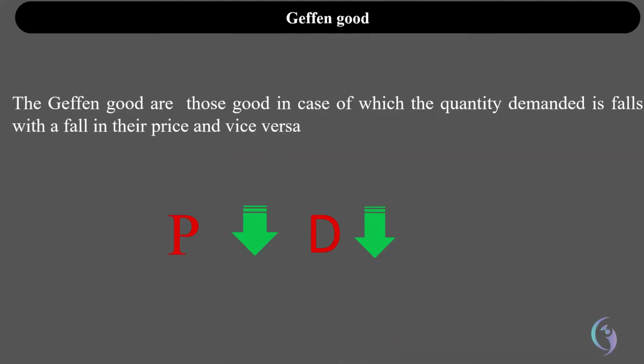The other goods are Giffen goods. Giffen goods are those goods in case of which the demand falls with a fall in their price and vice versa. When the price of the commodity decreases, quantity demanded also decreases. It is against the law of demand.